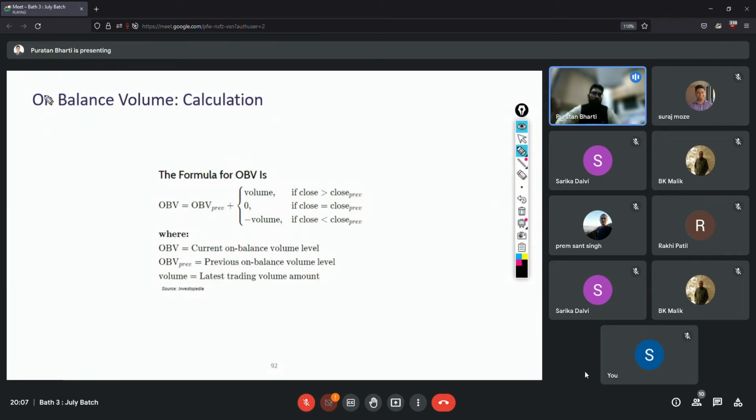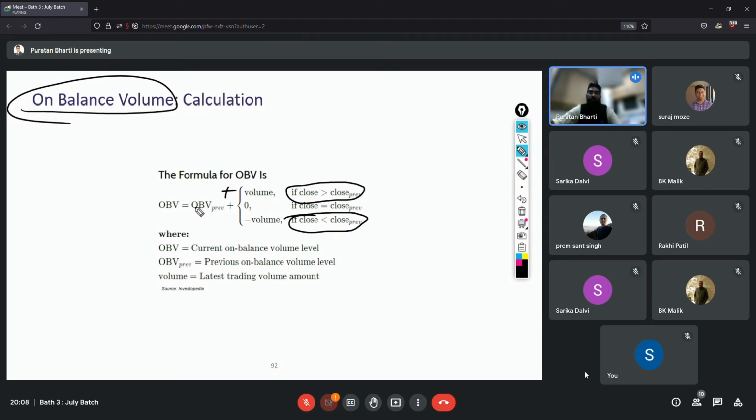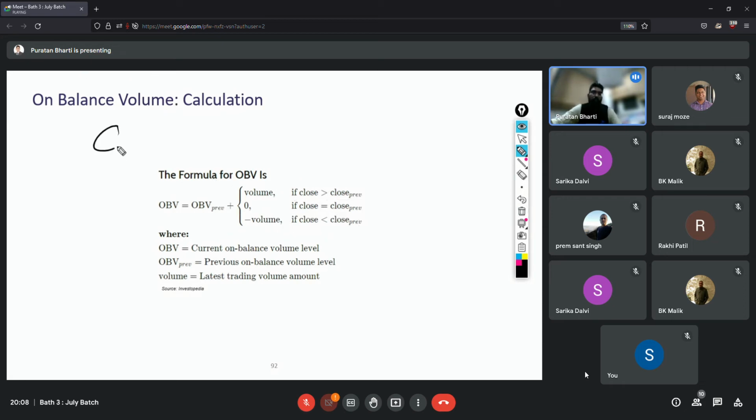So this is one of those parameters where we are judging on balance volume. It is very simple. What it does is, if the stock price closes above the previous close, the volume is added. If today's stock price closes below yesterday's close, the volume is deducted. If today's closing price is equal to yesterday's closing price, volume is taken as zero. So it's very, very simple. What it basically is, is a cumulative volume formula.